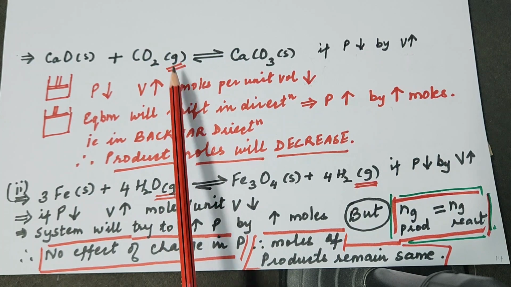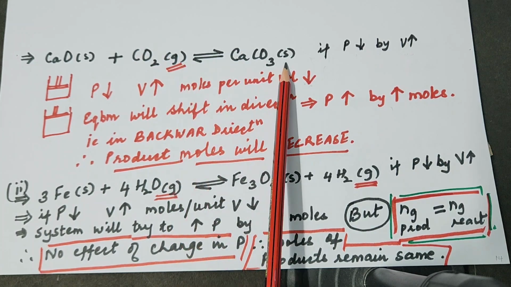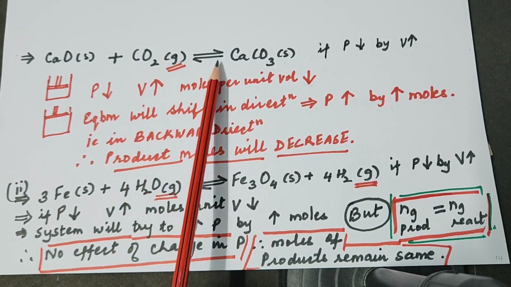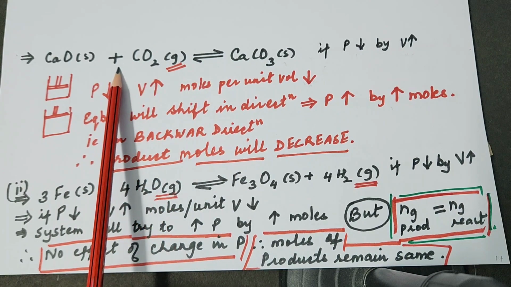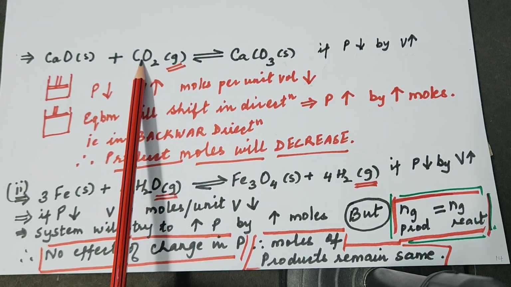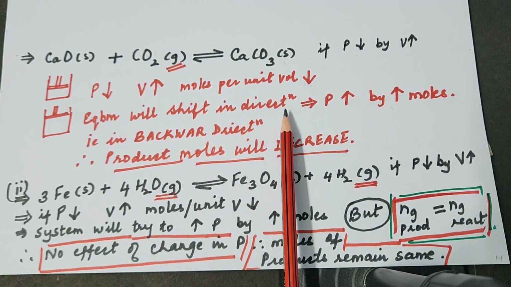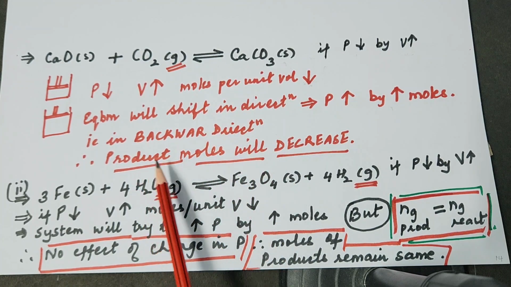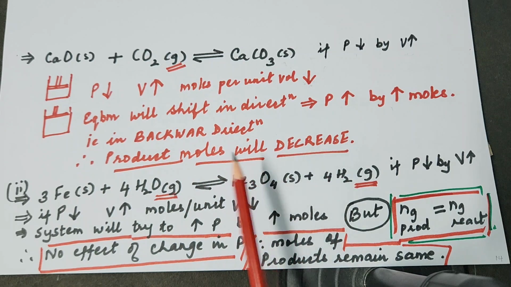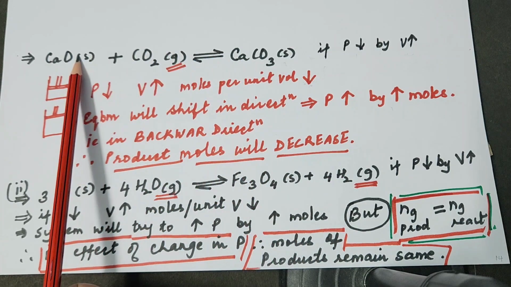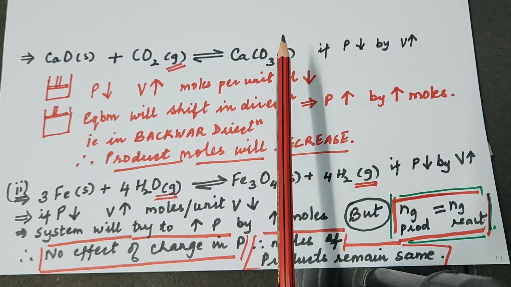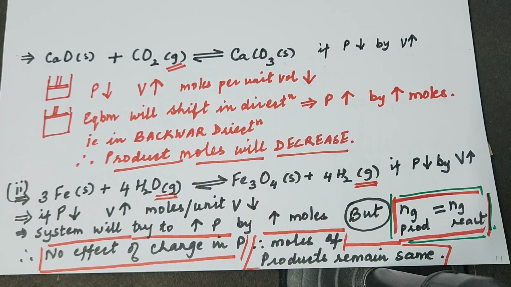And where is the number of moles increasing for gaseous components? Here you have only a solid. So the gaseous moles are being formed in this direction. That is, equilibrium is being favored in the backward direction. That means he didn't ask us in which direction. He's asking us, will the product moles increase or decrease? So because the equilibrium shifts in this direction, obviously the product moles will decrease.